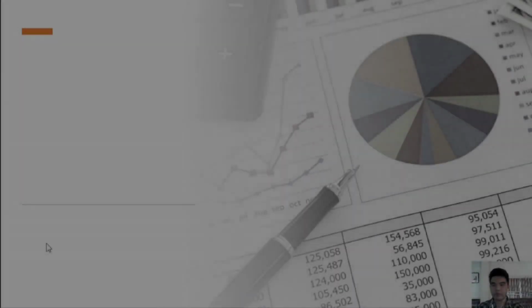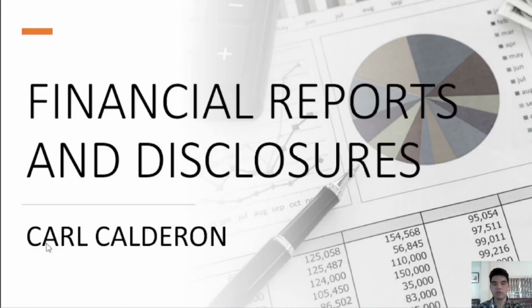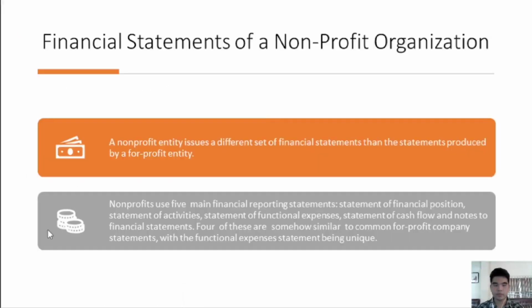So, good day everyone. Our discussion will be about financial reports and disclosures with a focus on the statement of financial position of non-profit organization. So, let's start first with the financial statement of a non-profit organization.